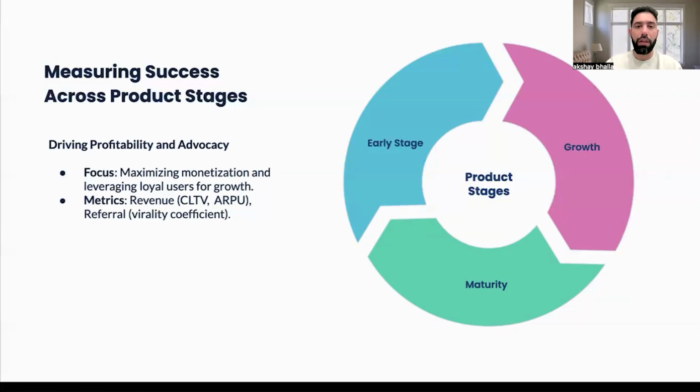growth. Now, this whole life cycle approach ensures that the metrics that you're prioritizing evolve alongside your product's growth, keeping the focus sharp and heavily user centric.